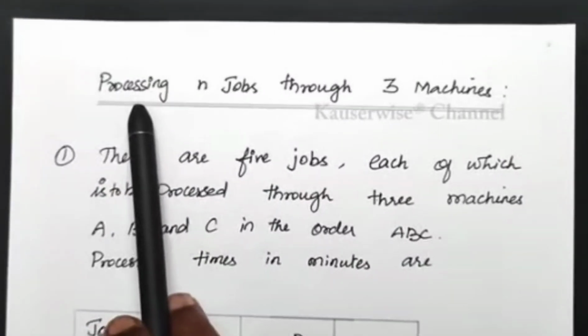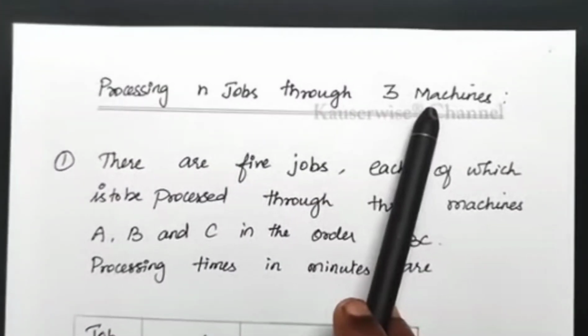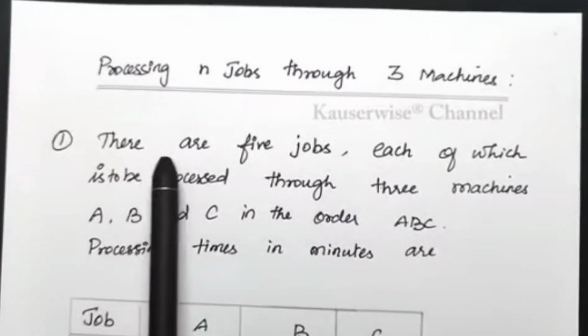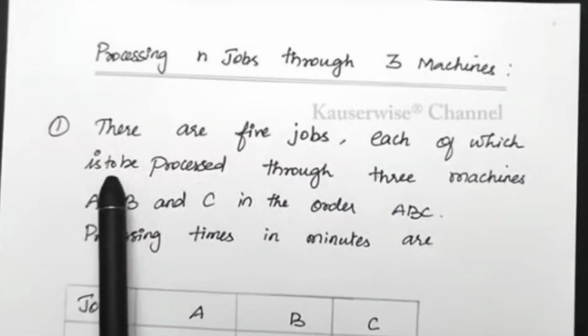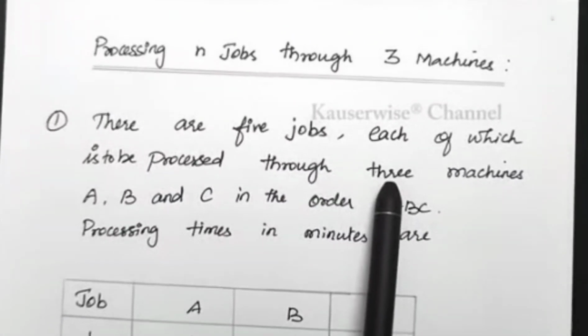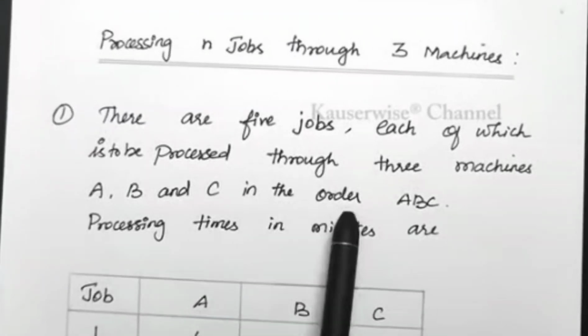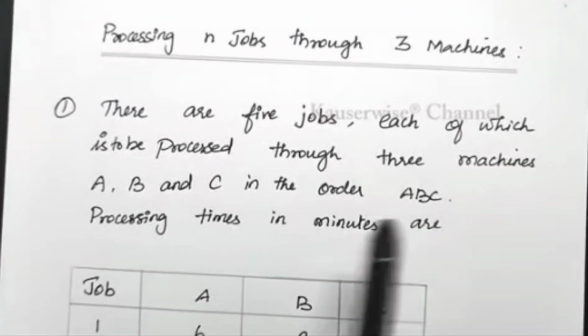The problem: processing n jobs through 3 machines. Okay, look at the problem. There are 5 jobs, each of which is to be processed through 3 machines A, B, C, in the order A, B, C. This is the order.